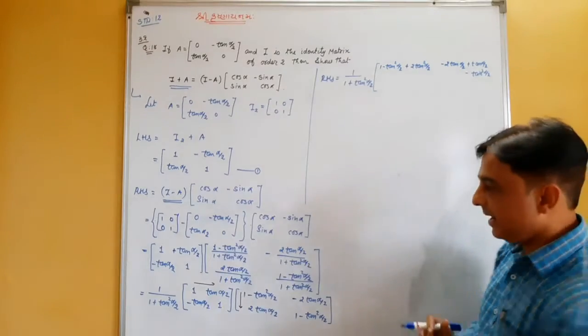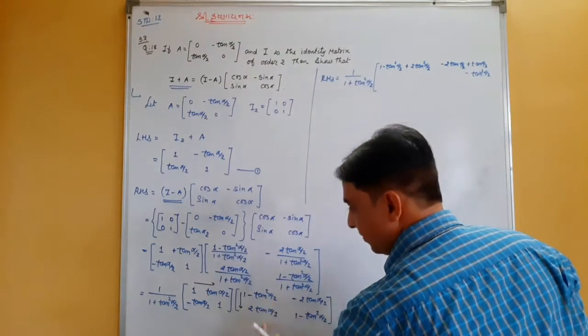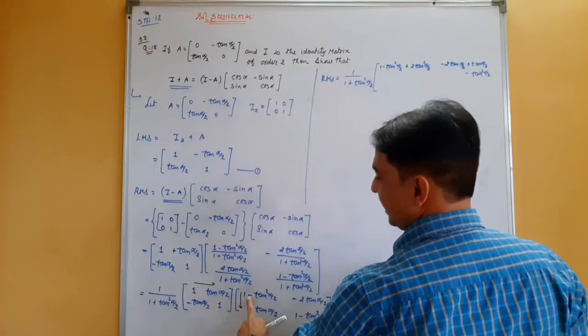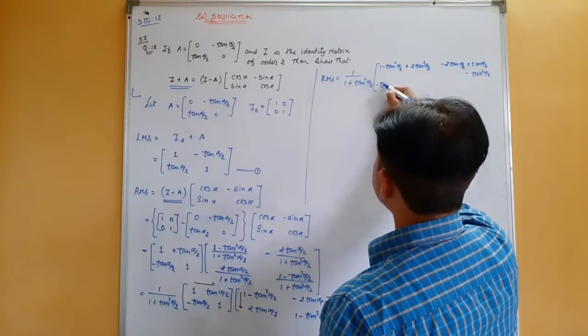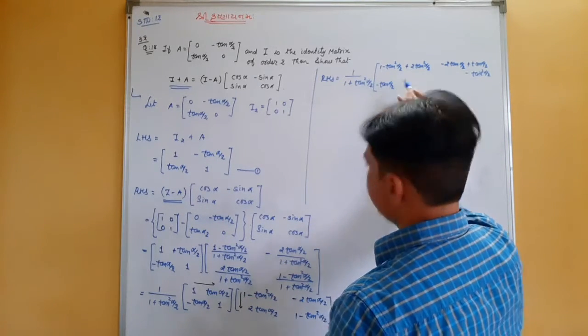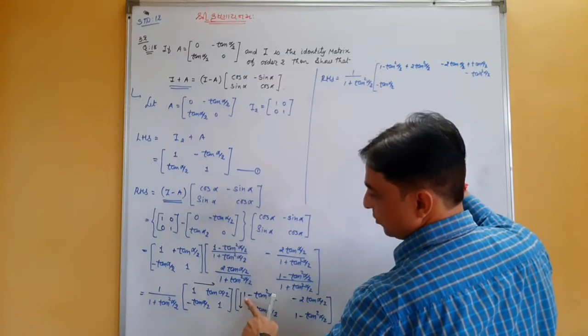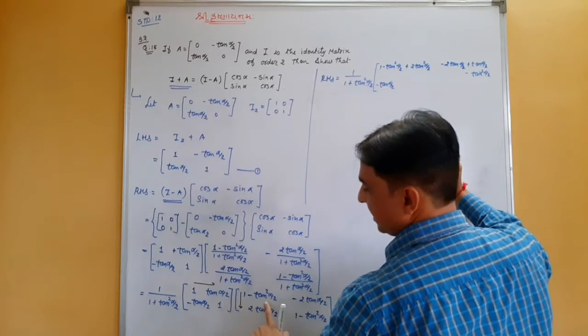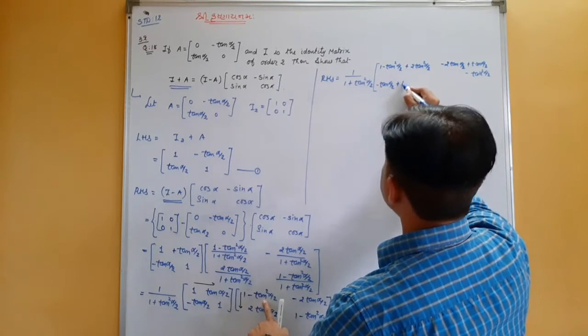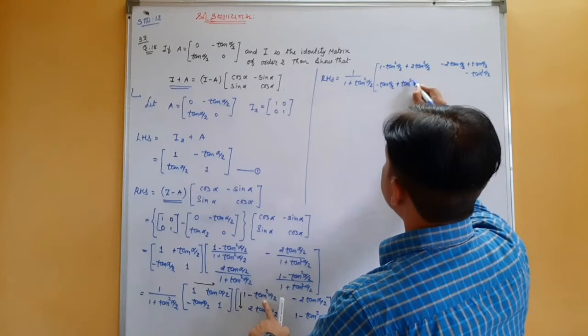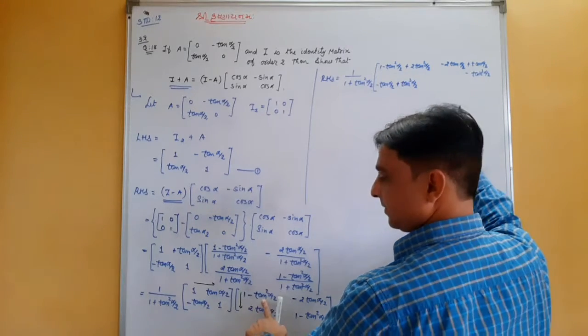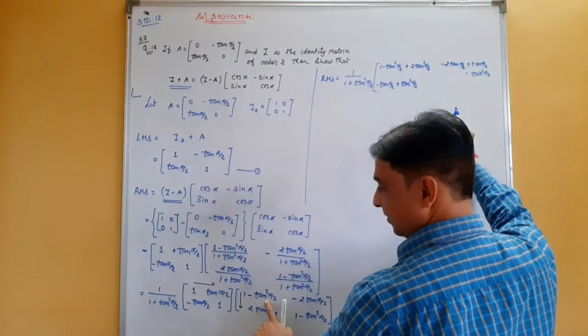Got it? Now second row, first column, minus tan alpha by 2 into 1. Minus tan alpha by 2 multiply with 1. Minus tan alpha by 2 multiply with this. So positive tan cube alpha by 2.